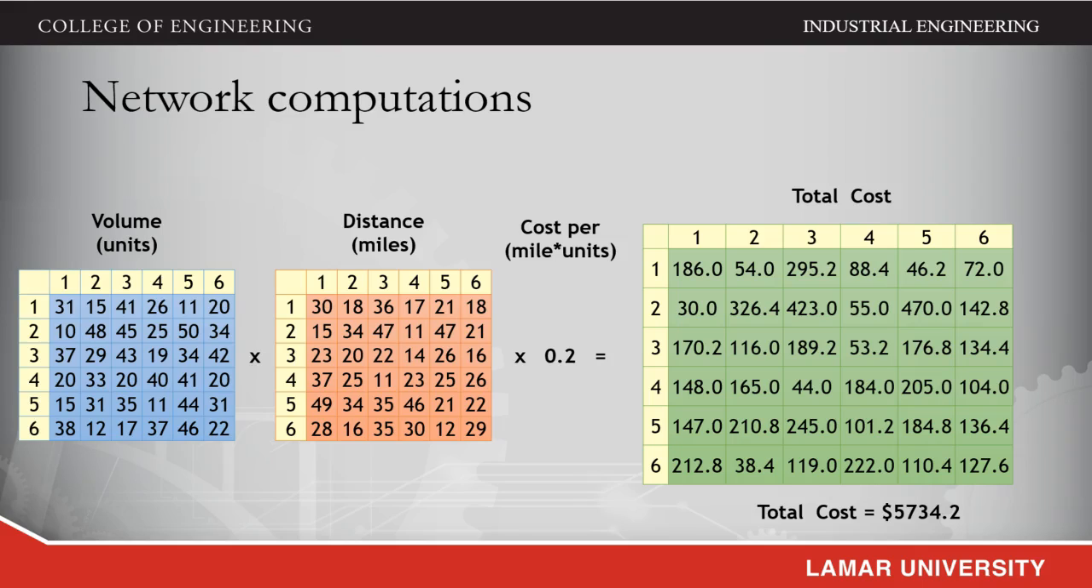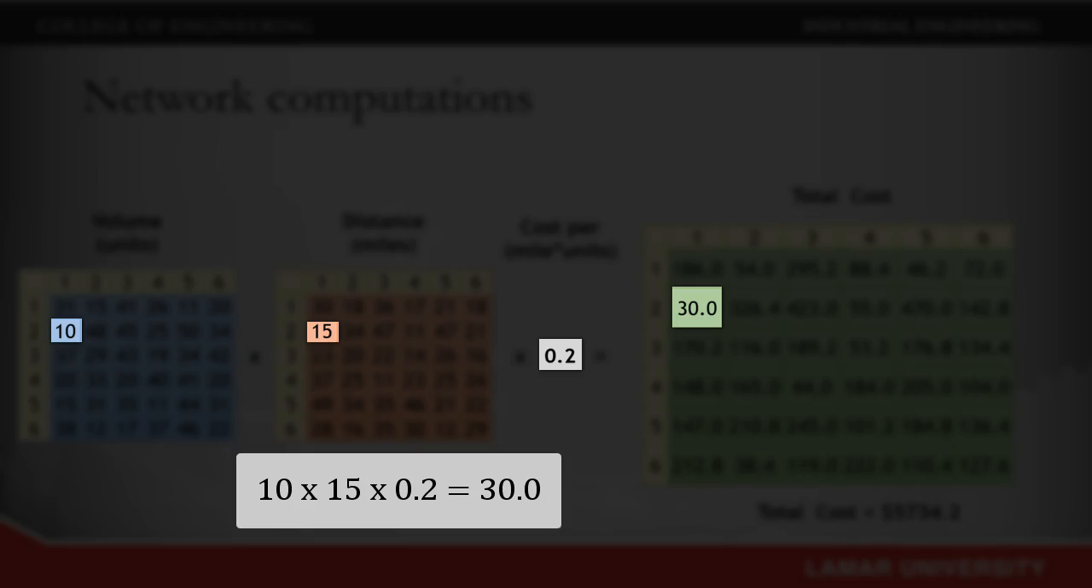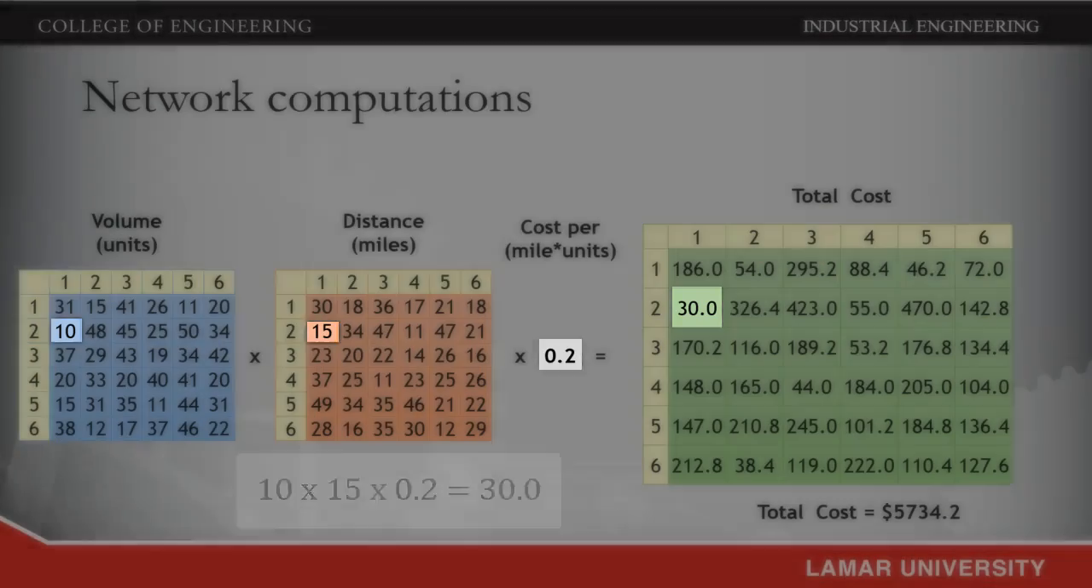If we obtain 2 matrices, one with the volume between locations and another with the distance between locations, and a cost factor to travel that network, we can obtain a total cost for each edge traveled from location to location. Also, we can obtain a grand total for that particular instance of the supply chain, in this case, $5,734.20. The total of each cell is obtained by multiplying each element with the corresponding pair ij, and all of them times the factor of dollars per mile units.